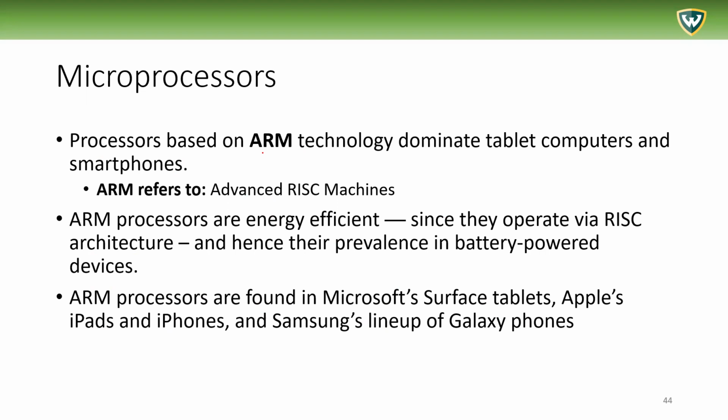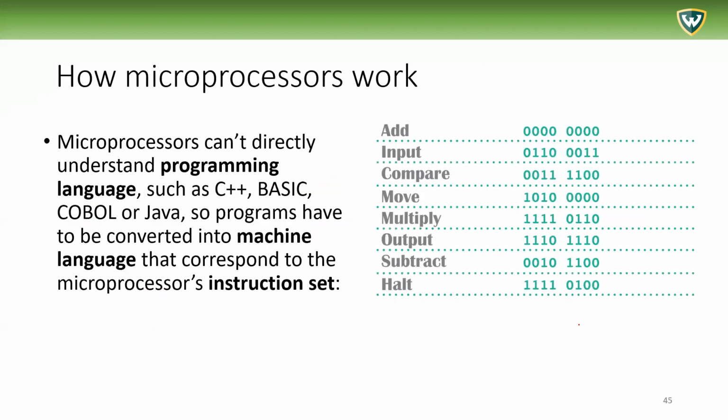Processors based on ARM technology dominate tablet computers and smartphones. So these are a kind of RISC. If you notice some of the chips in the pictures here, they are ARM, which is a kind of RISC machine, and they're mostly on tablet computers and smartphones. That's the kind of chip they use. They're energy efficient, once again, because of that specialized instruction set, and hence their prevalence in battery-powered devices. You can find them in iPads, iPhones, Galaxy phones, and others.